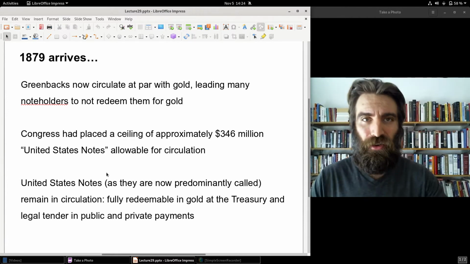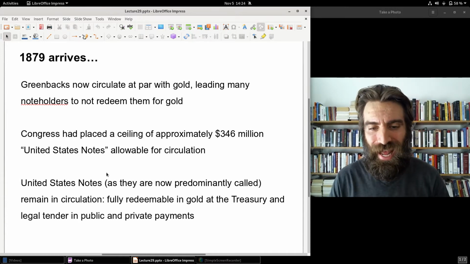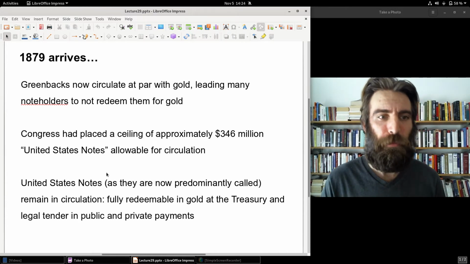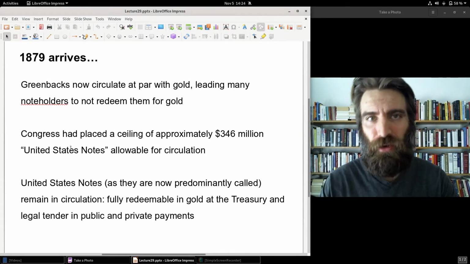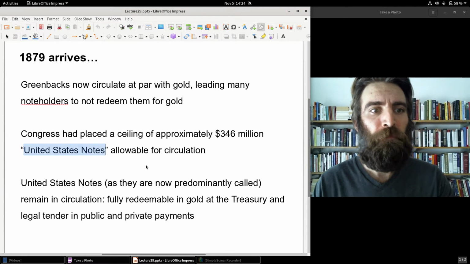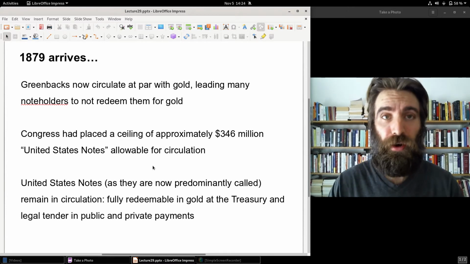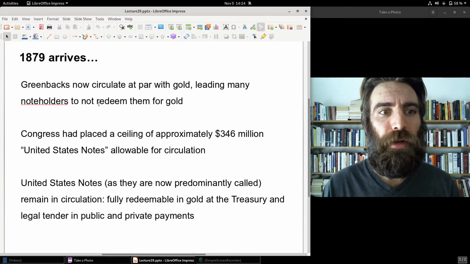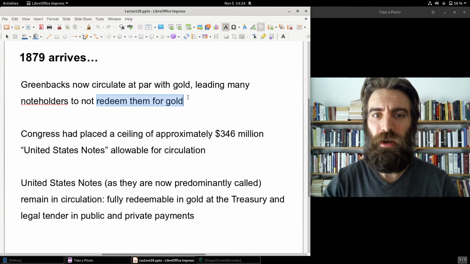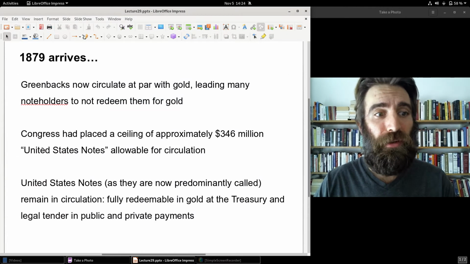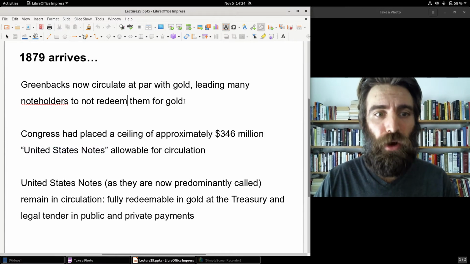And so the greenback continued, but the reason why I said in the other lecture that it had ended is because it's not really the greenback anymore. It's not that fiat paper currency anymore. From this point forward, it's totally redeemable in gold. And the technical name is not greenback, but United States notes. And Congress did not prohibit the issuance of future United States notes so long as they were redeemable in gold. So they couldn't be fiat. So the fiat greenback is done. It's over, it's gone, no longer an issue. But the Treasury can still issue United States notes, so long as it's redeemable at the Treasury in gold.